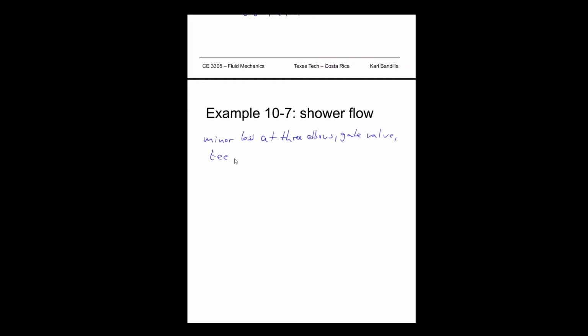And the T, for this one, we get different values depending on whether it's branching off or flowing through. That makes a difference if it flows like this or like that. For us, it flows straight through, so we'll say that is along. And what else? We also have the shower head on top.